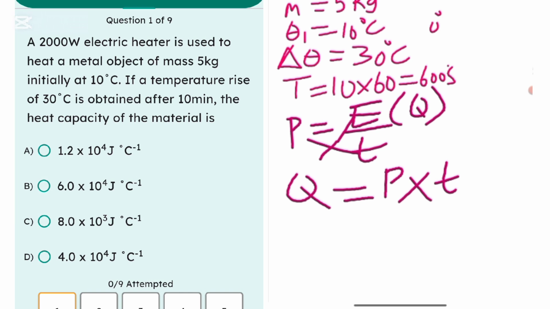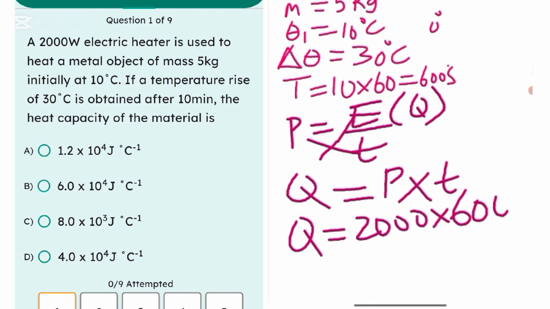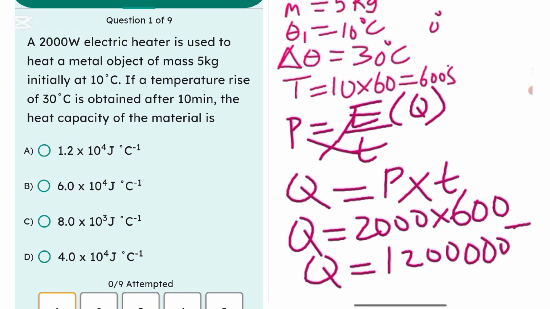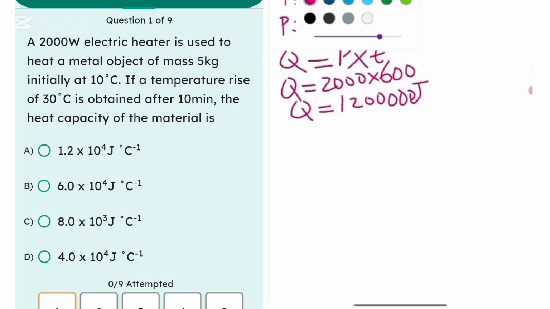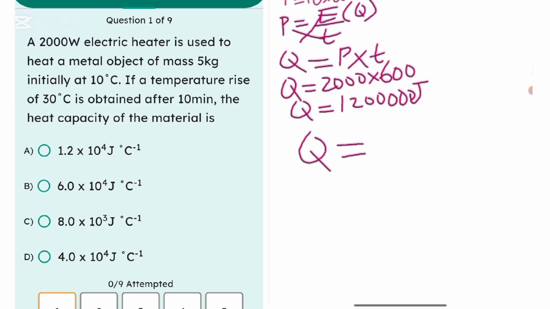And what is the power? 2000 watts. So the quantity of heat energy will be 2000 times, what is the time? 600 seconds. So this is 600 seconds. So the quantity of heat is 1.2 million. Now, though this is not O level, of course, let's write the unit, joules. Then, we also know that the quantity of heat is equal to heat capacity times change in temperature.